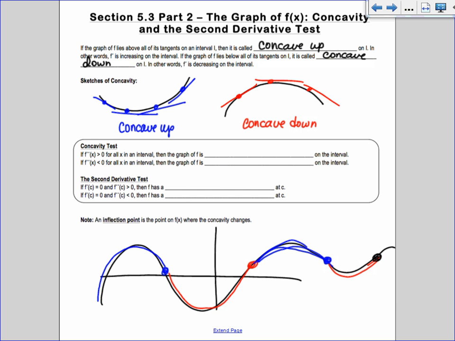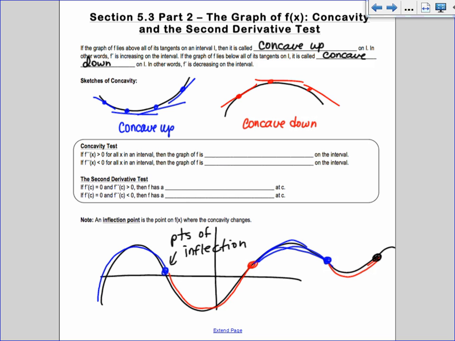It doesn't have to change right there. It's probably not exactly right there, but there's going to be a way that we find it. These are called points of inflection, or inflection points. Okay, so we find these points by using the second derivative.